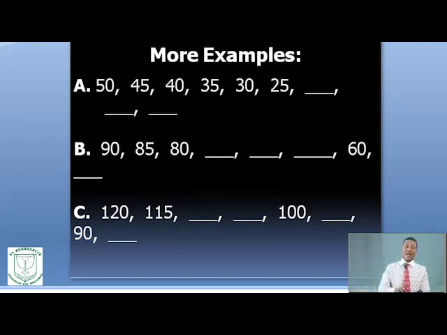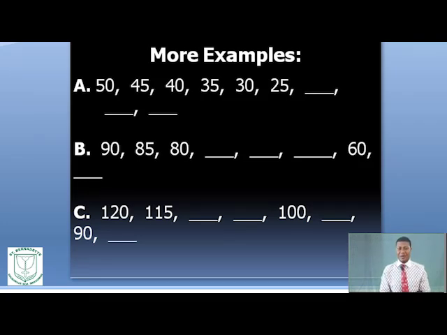80 minus 5 will give us 75. Then 75 minus 5, the next one will give us 70. Then 70 minus 5 will give us 65. Then 65 minus 5 will give us 60. So already on your screen. Then 60 minus 5 will give us 55.